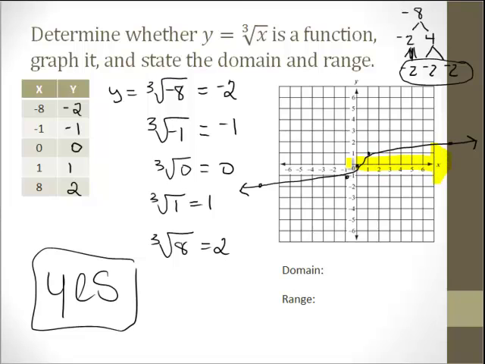What's the domain of this function? It's going forever this way. It's going forever this way. So the domain is all real numbers. What's the range? The range is going this way and this way. So the range is also all real numbers.